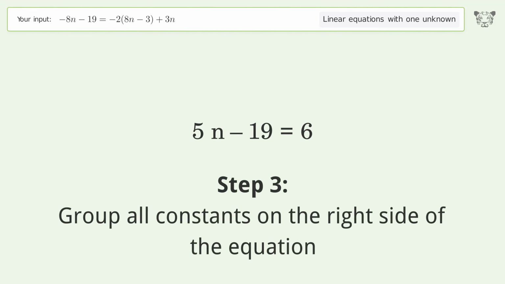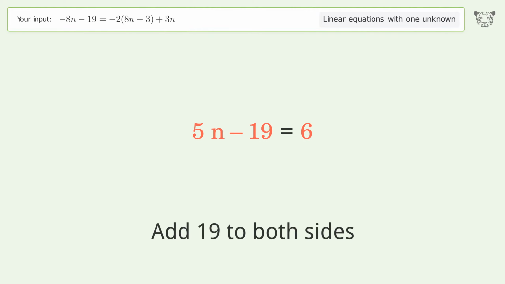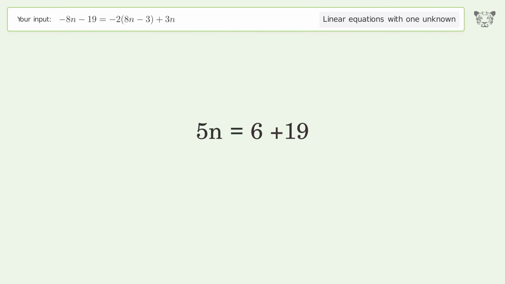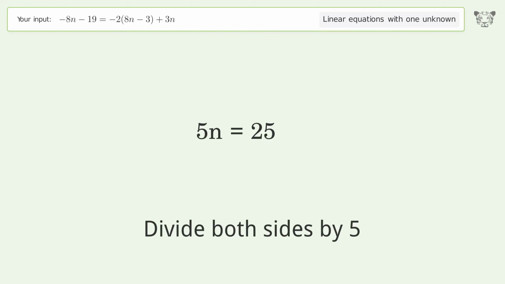Group all constants on the right side of the equation. Add 19 to both sides. Simplify the arithmetic. Isolate the n. Divide both sides by 5.